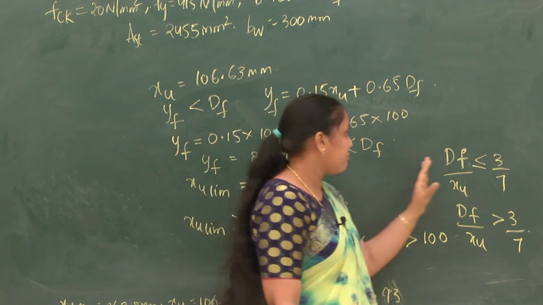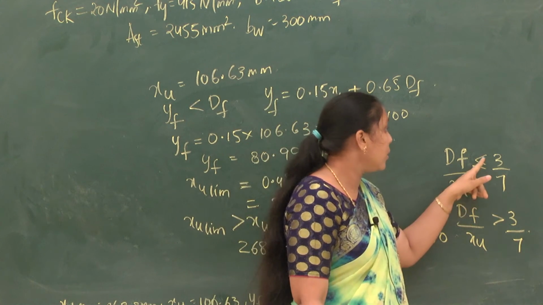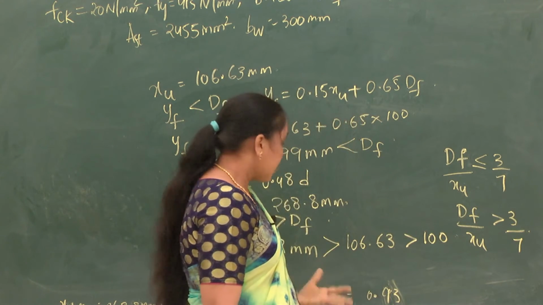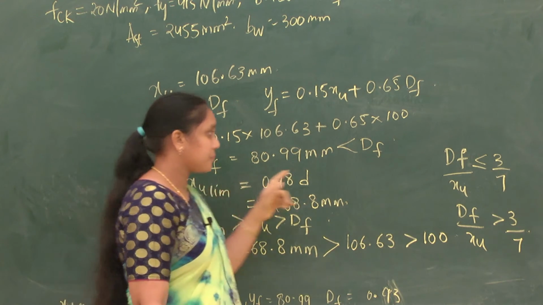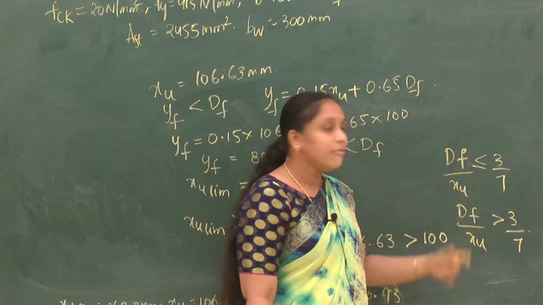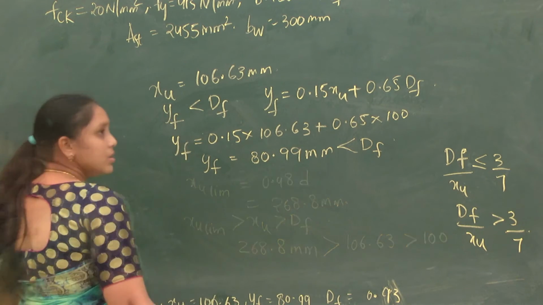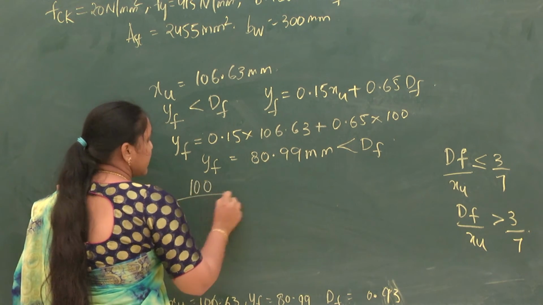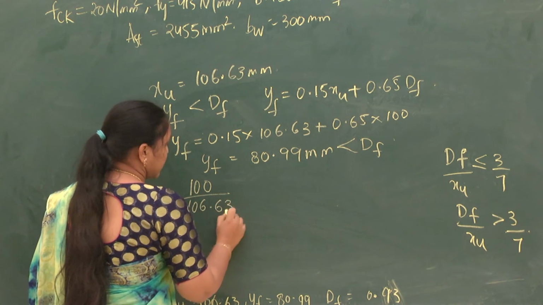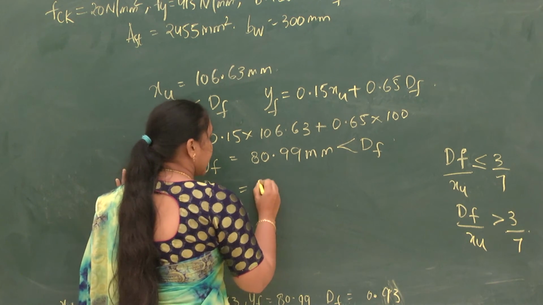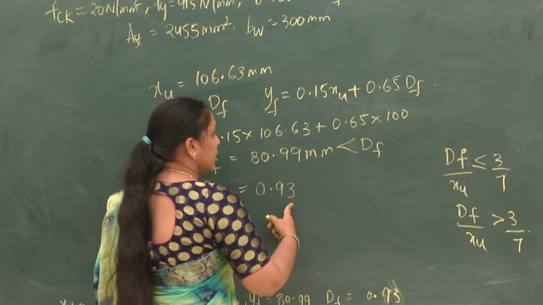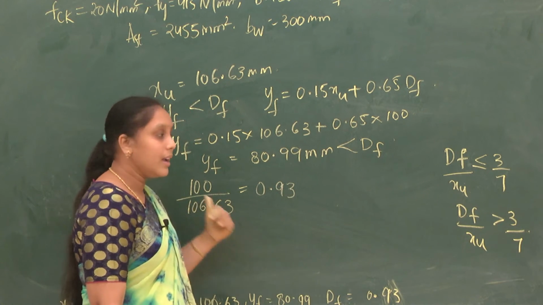Now we have to check both these conditions, that is df by xu less than or equal to 3 by 7 and df by xu greater than 3 by 7. First, let us find out the value of df by xu. What is the value of df? It is 100 by xu. What is the value of xu? It is 106.63 mm. If you calculate this, you will get a value of 0.93. So 0.93 is the value of df by xu.